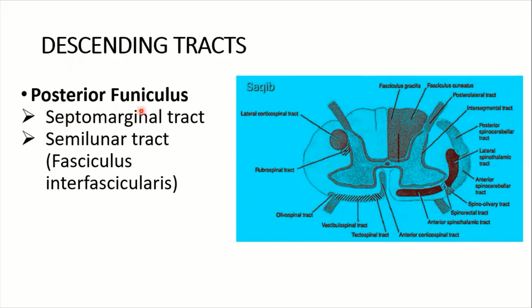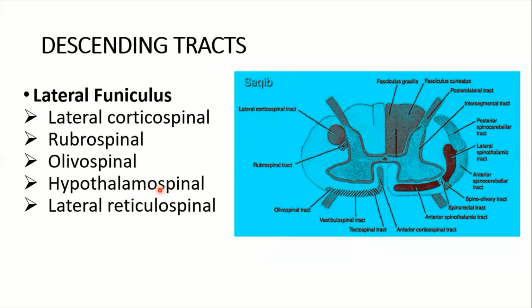Descending, this is the posterior funiculus, right? First of all, this is the posterior funiculus, not labeled, but the septomarginal tract is present. This is the descending tract, the septomarginal tract. And another one in the posterior funiculus is the semilunar tract, the fasciculus interfascicularis. So these two descending tracts are present in the posterior funiculus: the septomarginal tract and the semilunar tract, also known as the fasciculus interfascicularis.